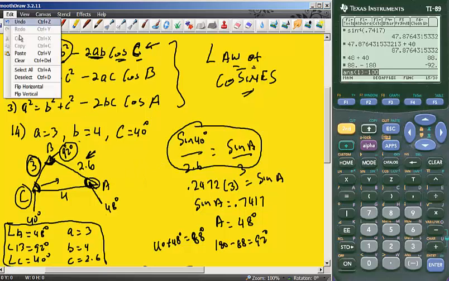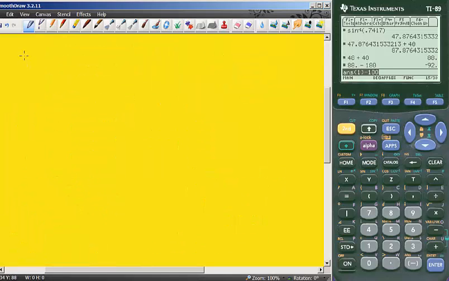Okay, so let's go one more, and let's go to problem number 20. Problem number 20, they give us A is equal to 10, B is equal to 8, and C is equal to 5. So let's draw a random triangle. A is 10, which is my biggest side, so let's call that A, and that's 10. And side B, let's call that B, that's 8, and then that's side C, so that'll be 5.